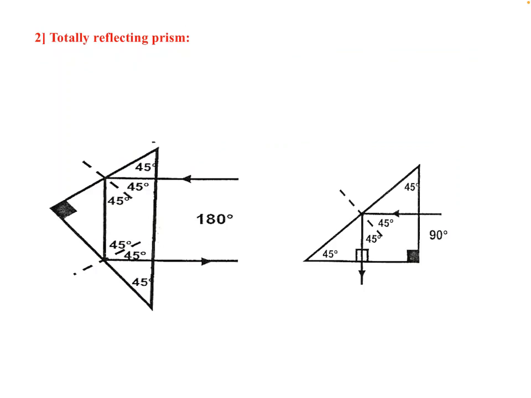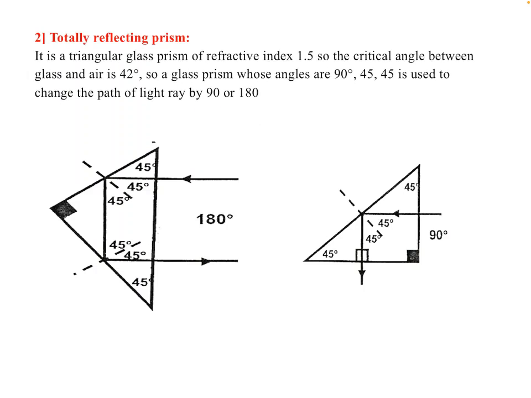The second application, total reflecting prism. This prism is called a total reflecting prism. It is a triangular glass prism of refractive index 1.5. We'll calculate the critical angle now. The critical angle between glass and air will be 42. I think it is 41.8, by approximation 42. So a glass prism whose angles are 90, 45, 45 degrees is used to change the path of the light ray by 90 or by 180.